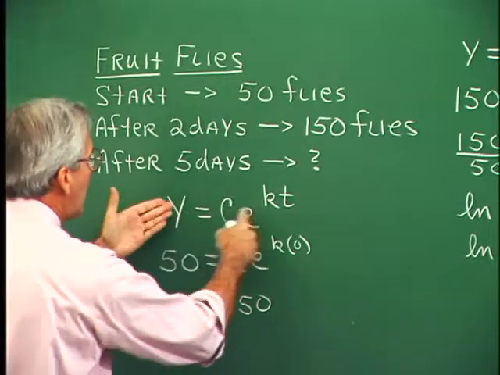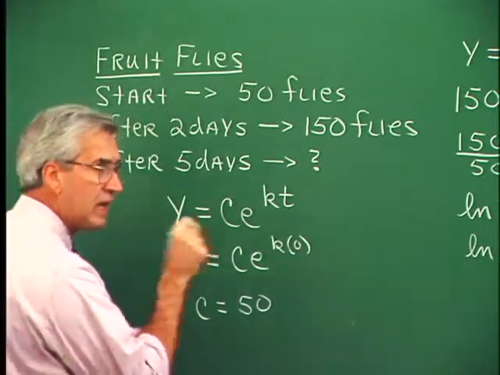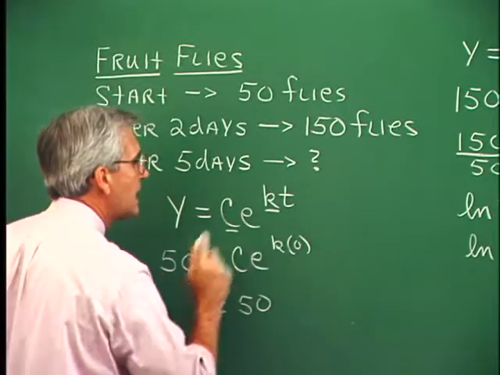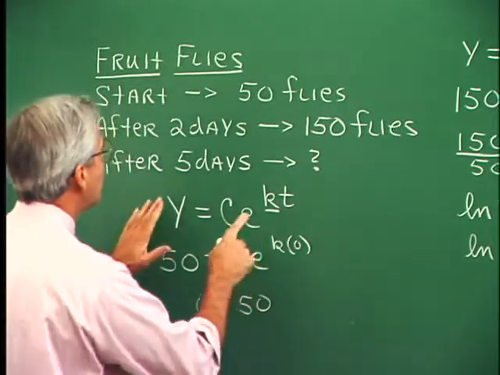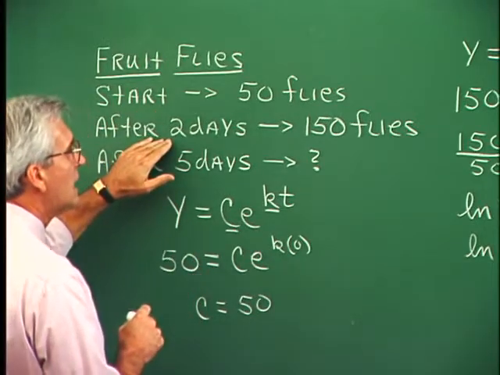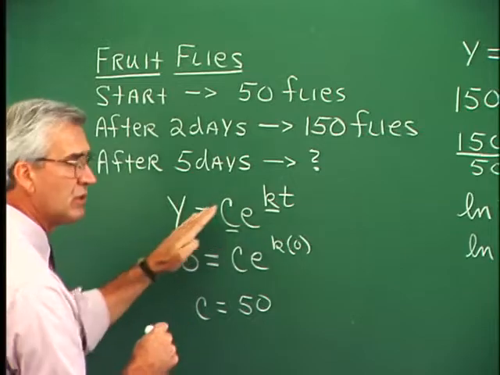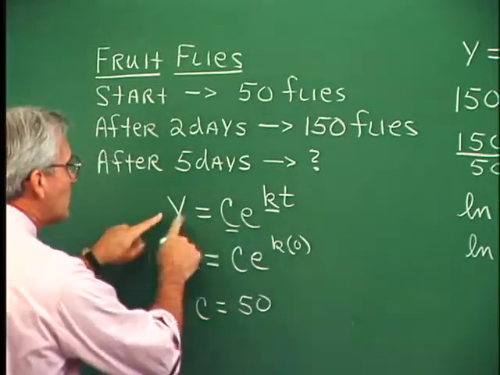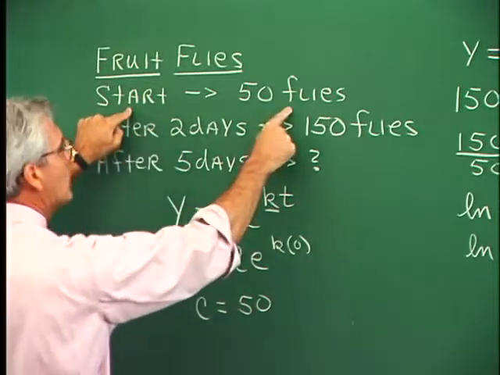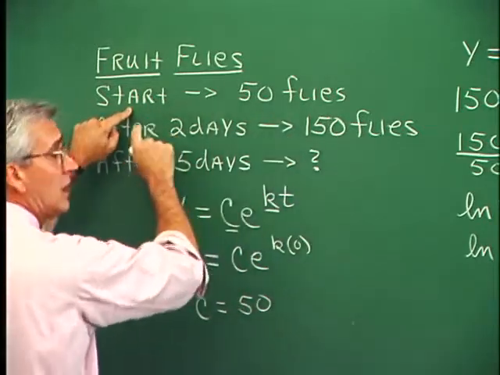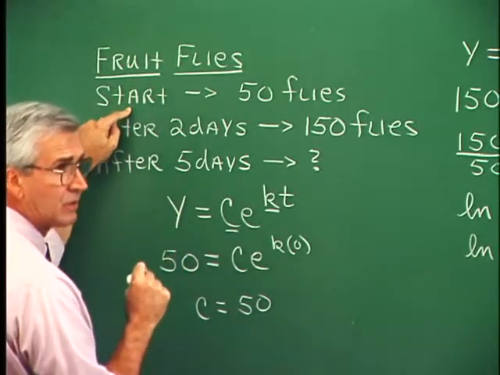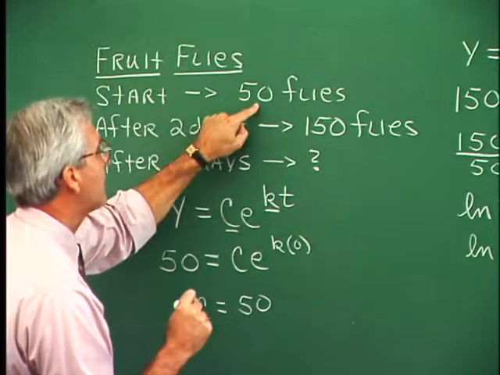Well, we start with our basic model, and the key here, the elements that we're looking for, are the values of C and K. We're just going to use information about what we start with and what we have after 2 days to figure out the values for C and K. Here's how it goes. We start with our basic model, and then we replace within it the information that we know about the starting. Now, at the start of our experiment, that means no time has elapsed. So when t is 0, we have 50 flies.